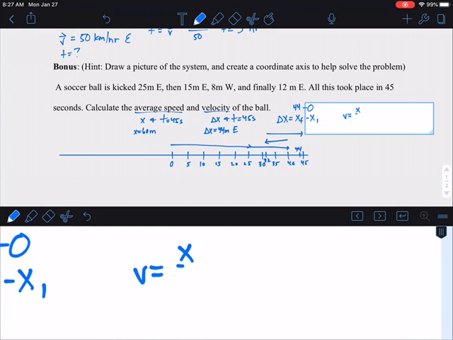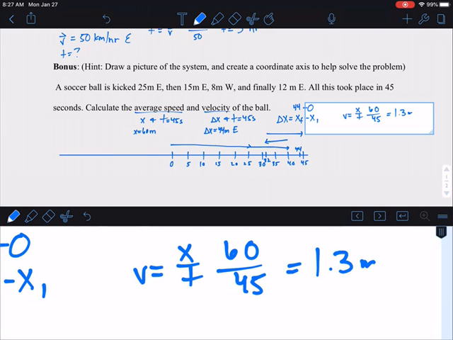Speed is equal to x over t. Our x was 60. Our t is 45. So our speed, in this case, once again, scalar, not needing direction, 60 divided by 45 is 1.3 meters per second.